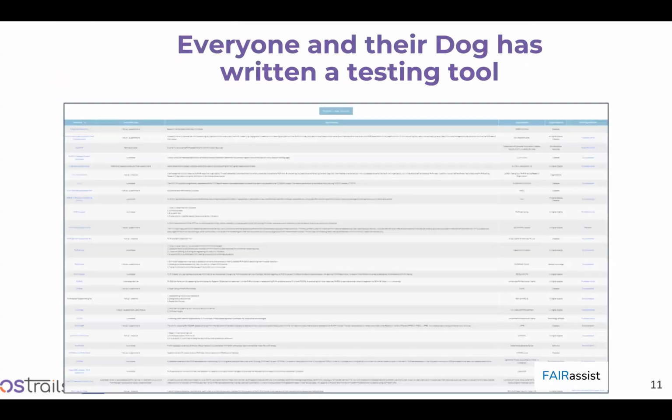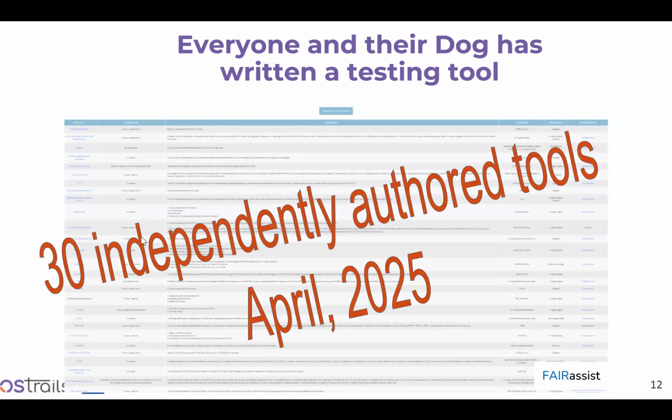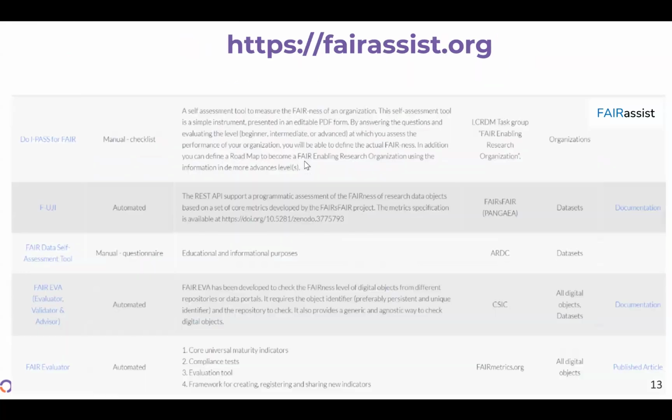So let me start at this point. This is a screenshot. You're not intended to read this, of course. This is a screenshot of the FAIR Assist website that lists, every one of these rows is a different FAIR assessment tool. And clearly everyone and their dog has written an assessment tool. There are approximately 30 independently authored tools as of April of this year.